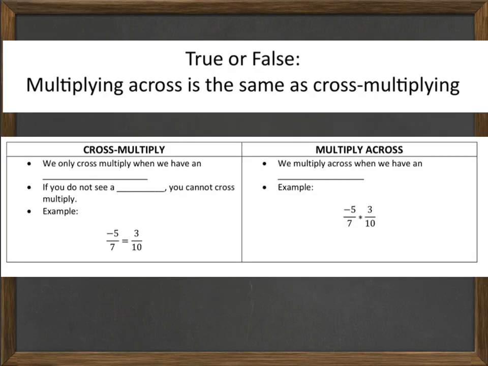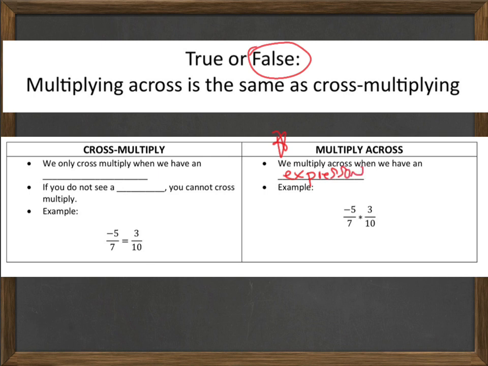All right, next question. Multiplying across is the same as cross multiplying. And you can probably guess from this cute little table that I have that the answer is, in fact, false. So let's start over here. I know it's kind of backwards, but let's start with multiply across. We multiply across when we have an expression, and I'll explain that in a minute.